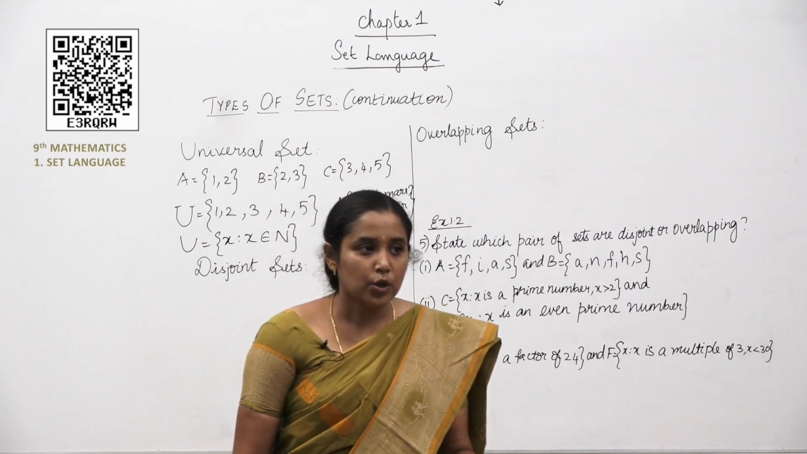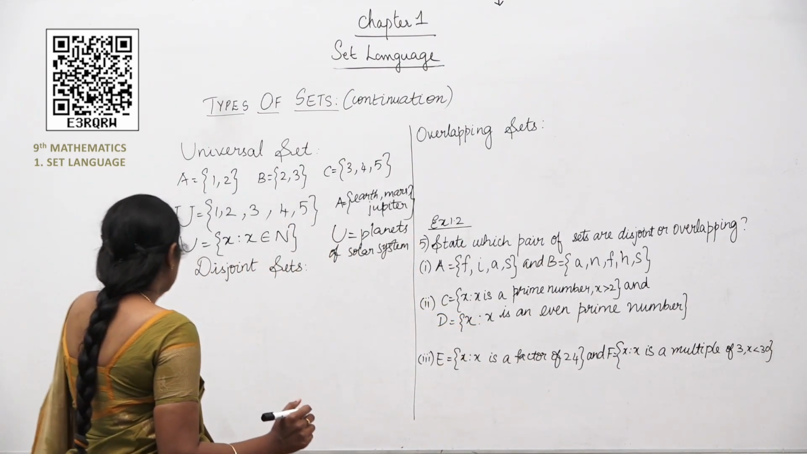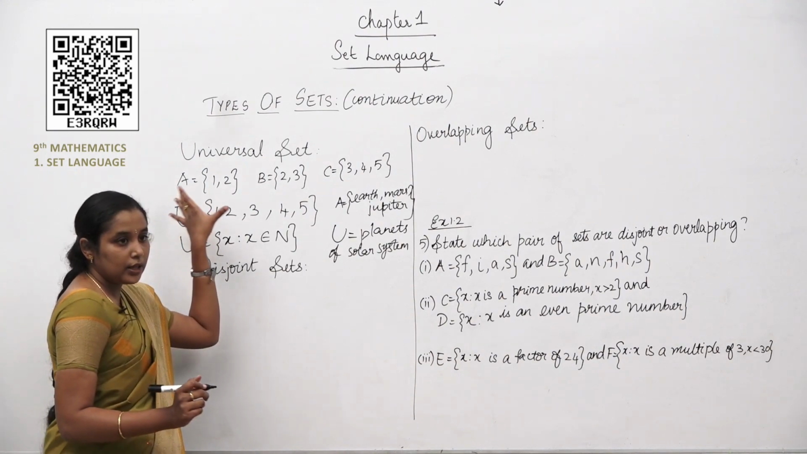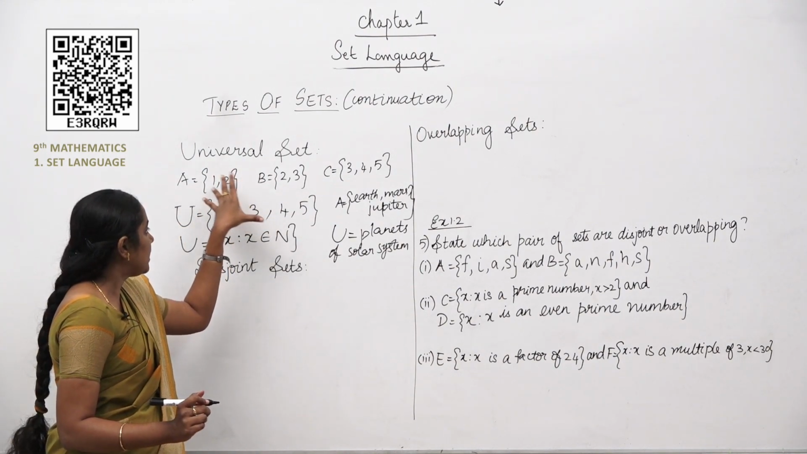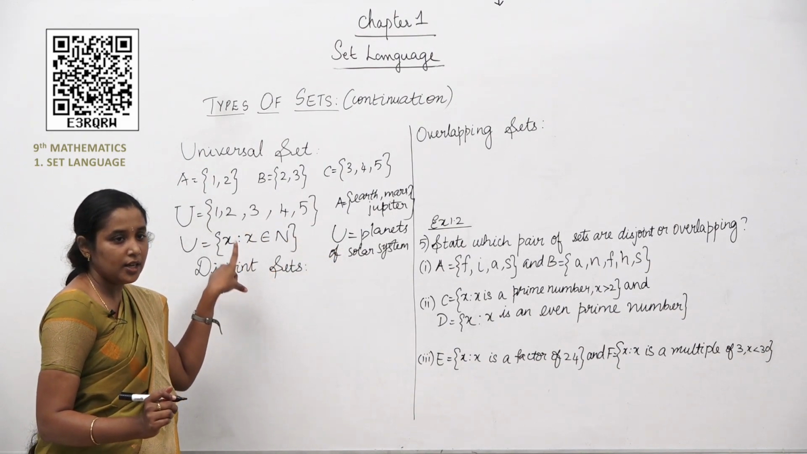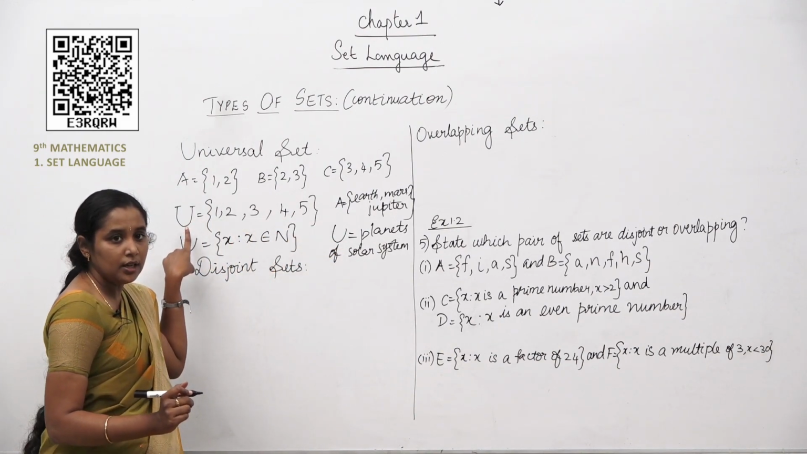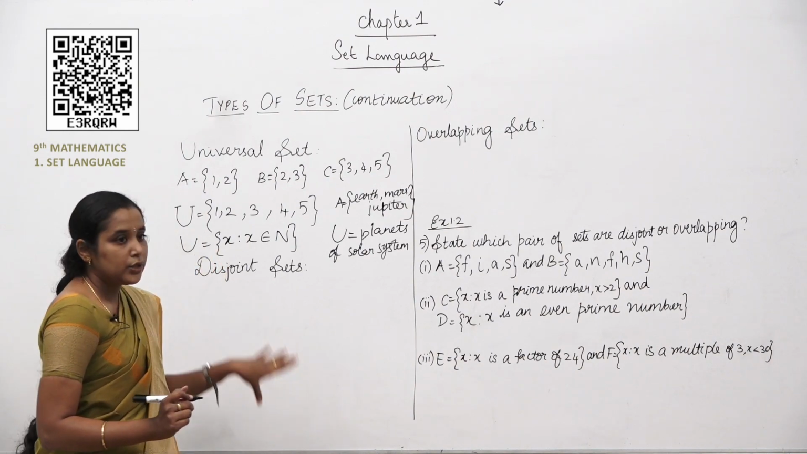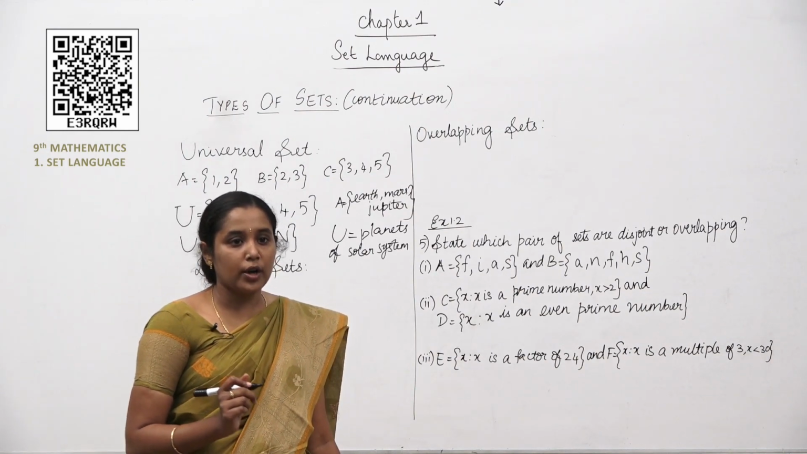Have you understood? So what is meant by universal set? A universal set is a set that contains all the elements of all the sets under consideration, and it is denoted by letter U. Have you understood? Next we'll move on to disjoint sets.